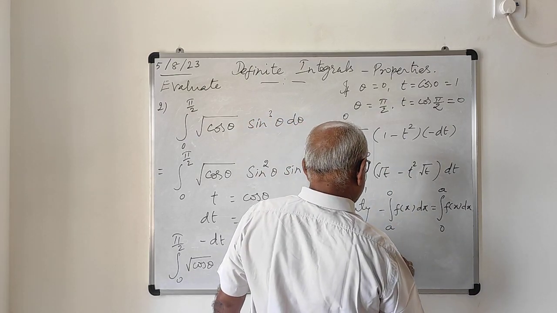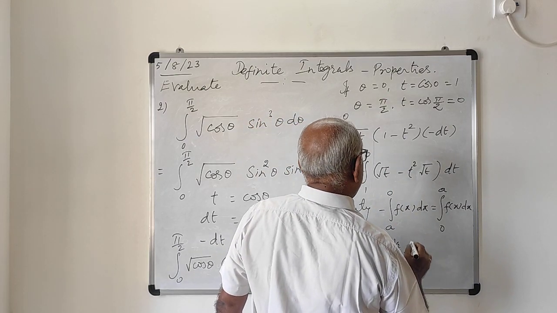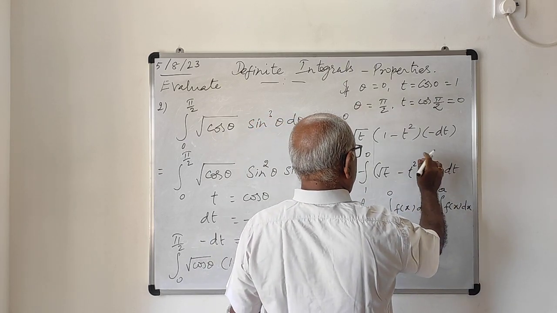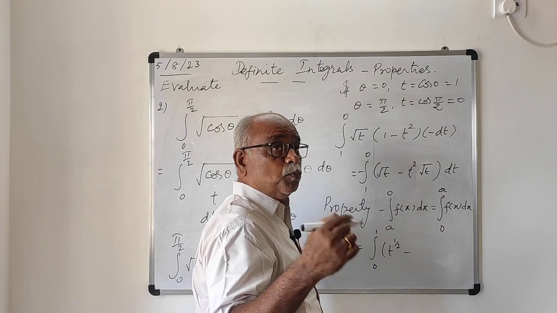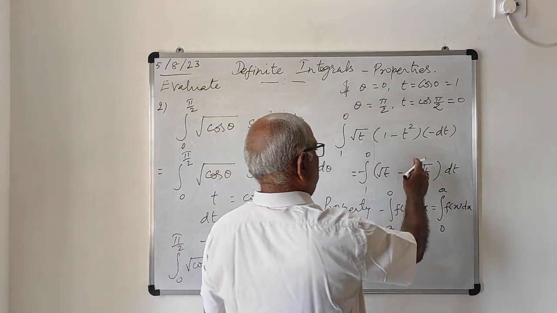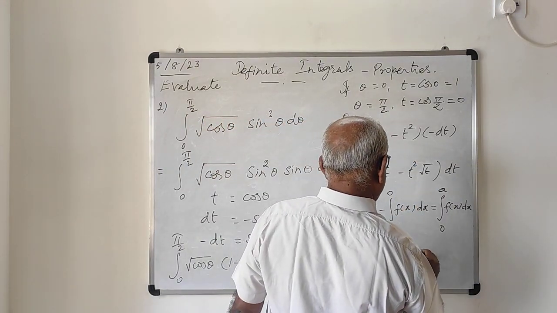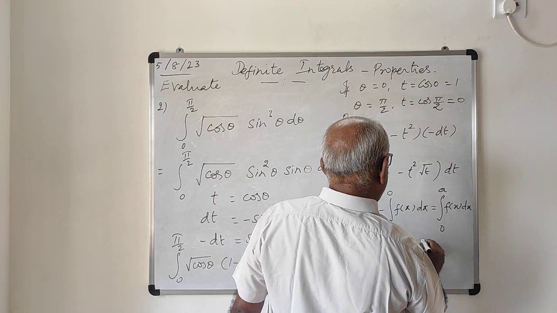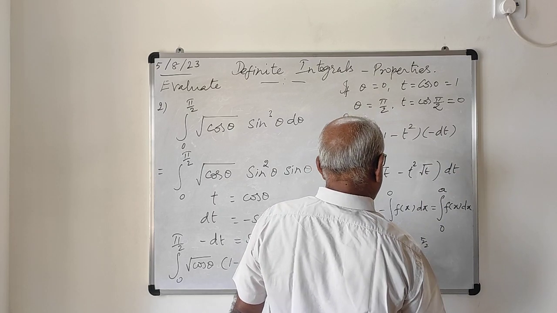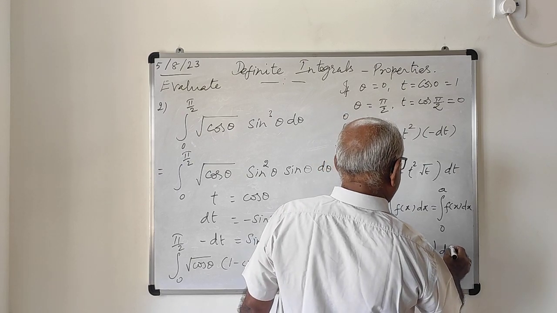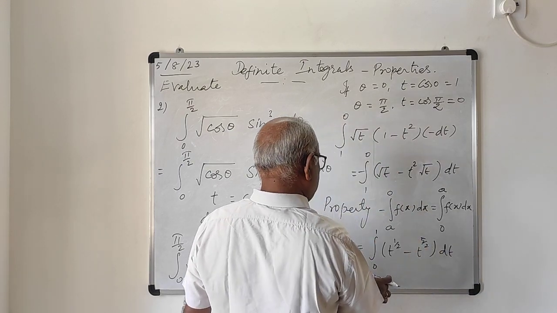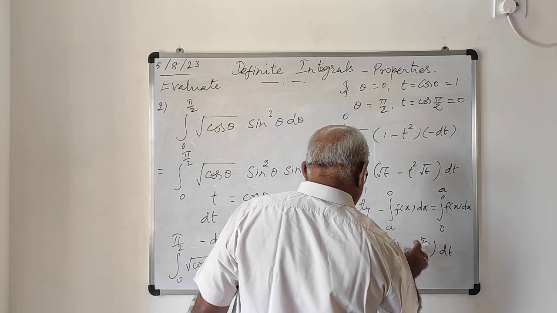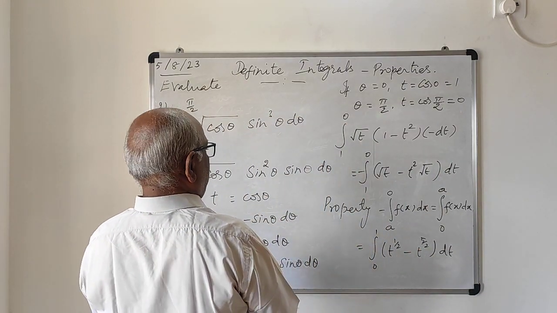Because of this property, this integral becomes, instead of minus 1 to 0, 0 to 1. Root t, I can write it as t power of half, minus t square into root t, that is t square into t power of half, t power 2 plus 1 by 2, that is 5 by 2, dt. So this integral becomes integral 0 to 1 of t power half minus t power 5 by 2 dt. Now you evaluate this integral as usual, you will get the answer.